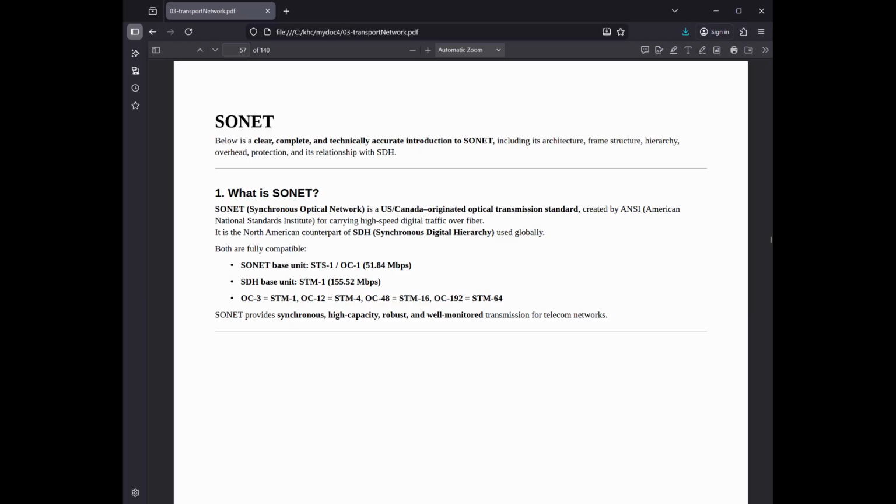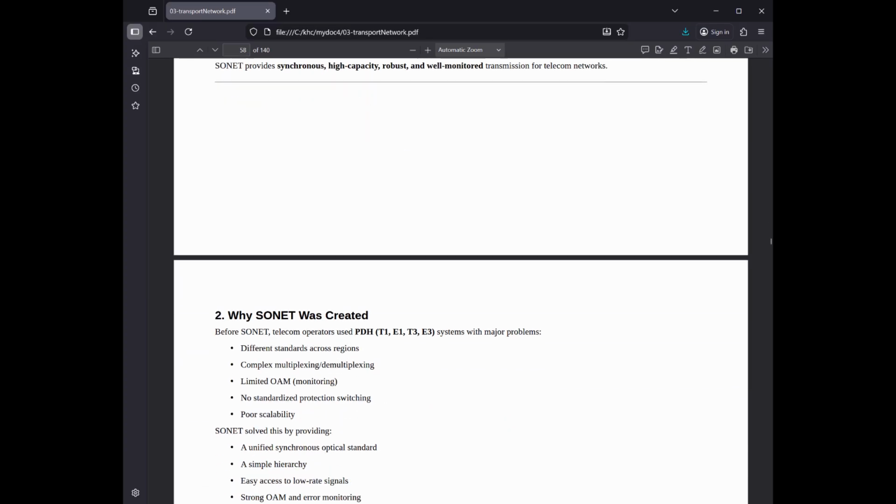Section, the physical link between 2 adjacent devices, for example a laser on one board to a laser on another. Line, the path between 2 multiplexers. A line can span multiple sections if there are regenerators in between. Path, the end-to-end connection between the source and destination where the data is mapped into the SONET frame.